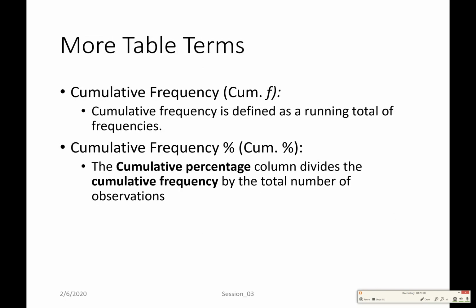There are going to be more calculations. We have the cumulative frequency, and then the cumulative frequency percentage. Cumulative frequency is defined as the running total of frequencies. The percentage is the same thing, just the percentage version of the cumulative frequency. The cumulative percentage column divides the cumulative frequency by the total number of observations.